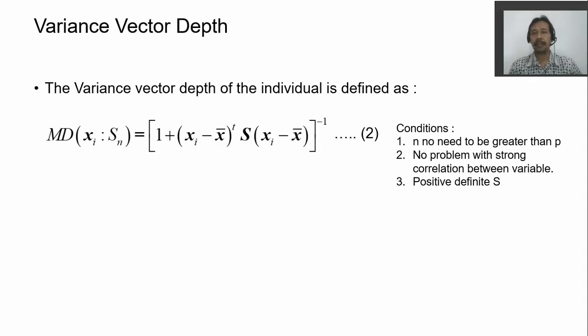And our team has introduced the variance vector depth, which is defined by equation number 2 here. Our proposal has fewer, weaker conditions. The first one is that the sample size need not be greater than the dimension p. The second one is that we have no problem with strong correlation between variables. And the third one is that the variance-covariance matrix S should be positive definite.